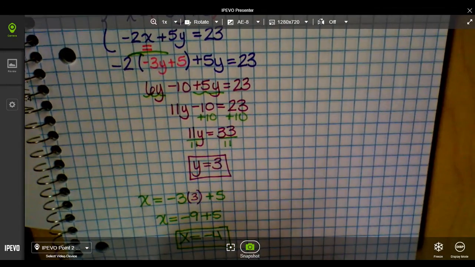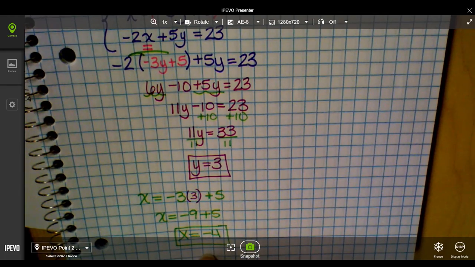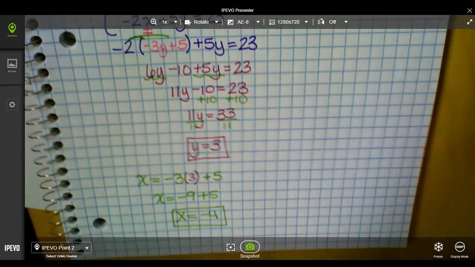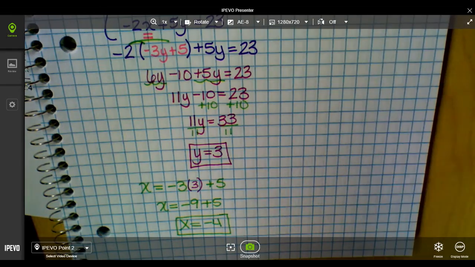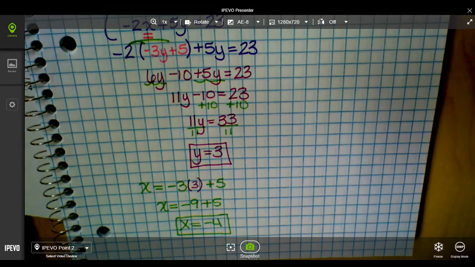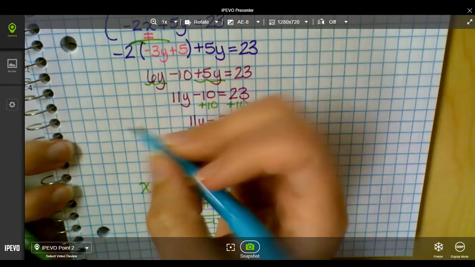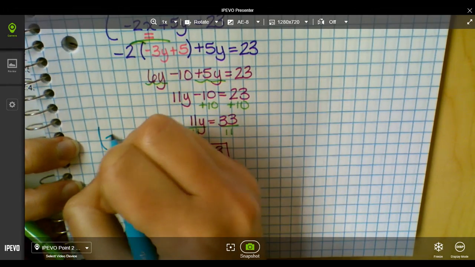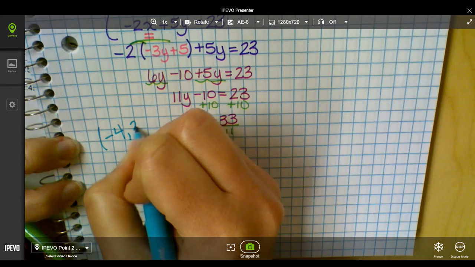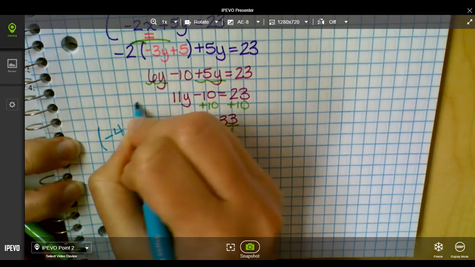It is not over until it is over and I write my ordered pair. And make sure when you are writing your ordered pair, it's always in XY form. Just because I solve for the Y first doesn't mean it goes first. You're always putting it in XY form. So my answer for this one is negative 4, positive 3.